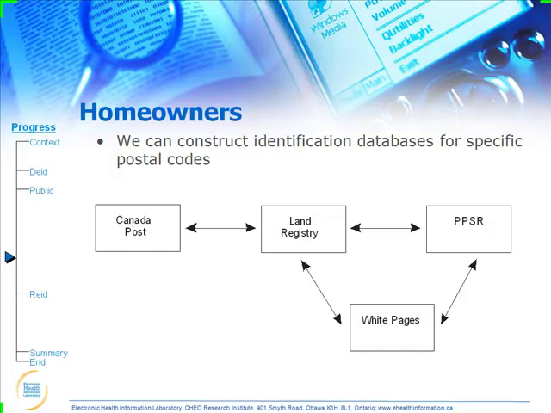Another example is with homeowners. Again, we did this. Let's say you take any postal code, and then go to Canada Post and get a list of all the addresses in that postal code. So now you have a list of addresses. You go to the land registry and get the names of all the homeowners for those addresses. Once you have the list of homeowners, you check against the PPSR to get the dates of birth. So now you have the name, the postal code, and the date of birth, which are the basic demographics that you can use for re-identification, and then again cross-check with the white pages in order to verify those details.